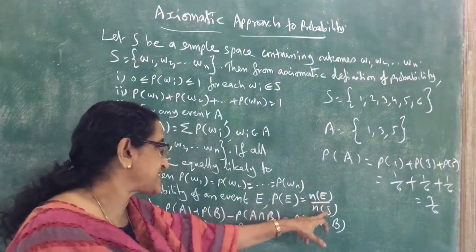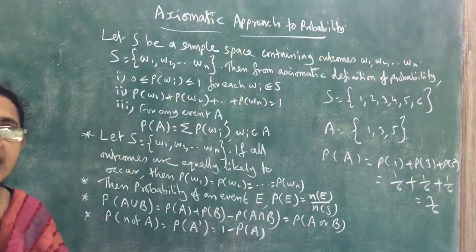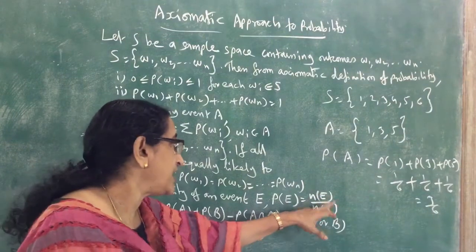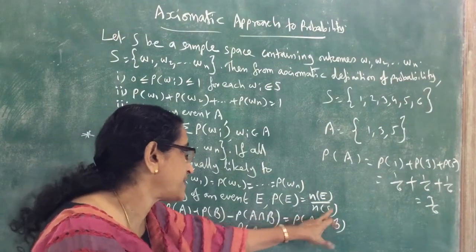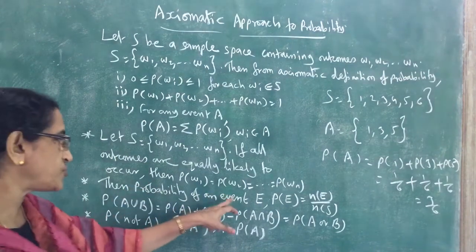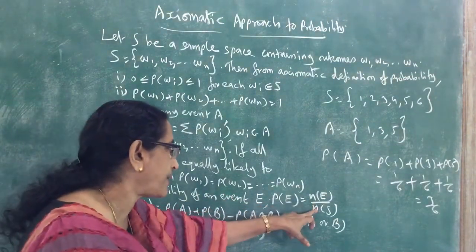We know E and S. Any event is a subset of the sample space and it is a set. So number of E means number of elements in the set E divided by number of elements in the sample space. So that is the formula, a very important formula to find probability of an event E: number of E by number of S.